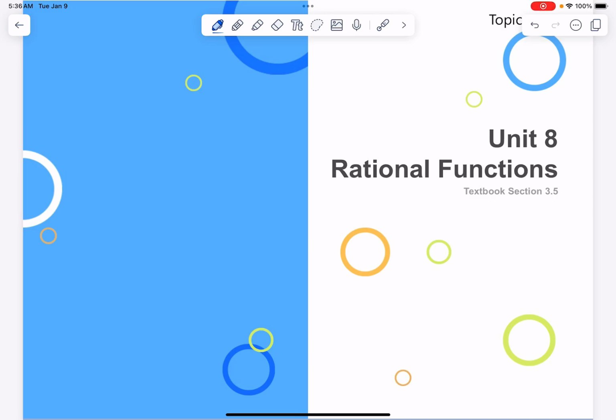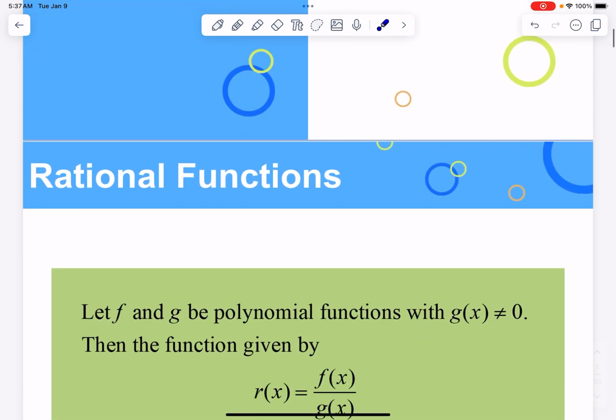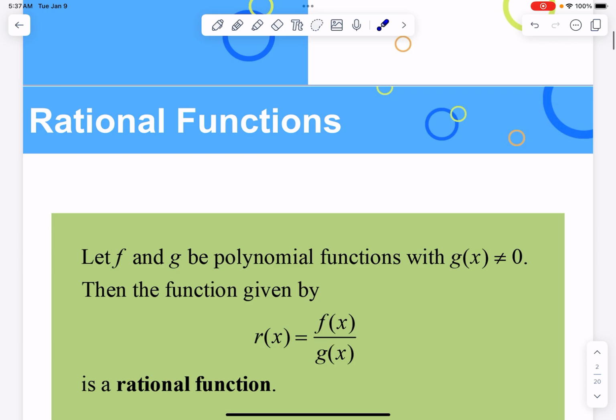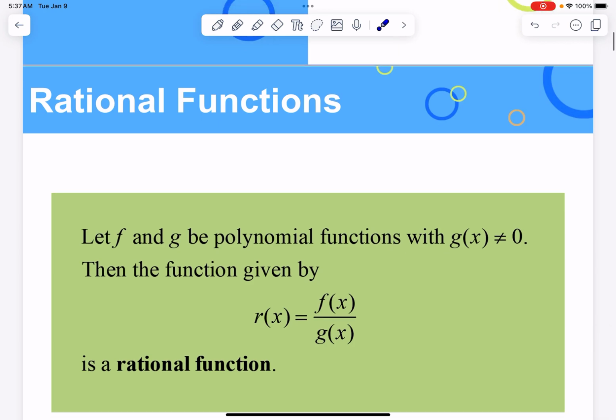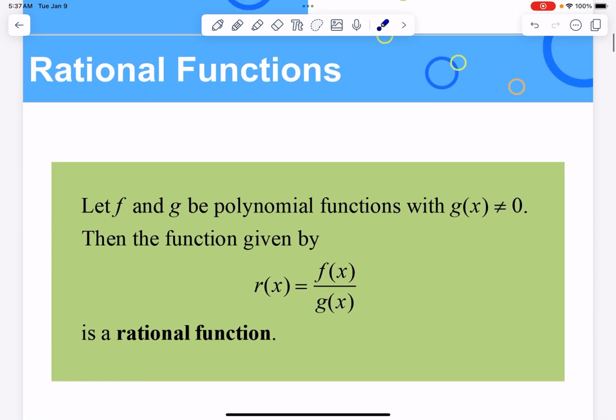Hi, today we're going to look at rational functions, and we're just going to look at the first part of rational functions, which is one-sided limits and behavior. But before we start with that, let's just make sure to review what a rational function is.